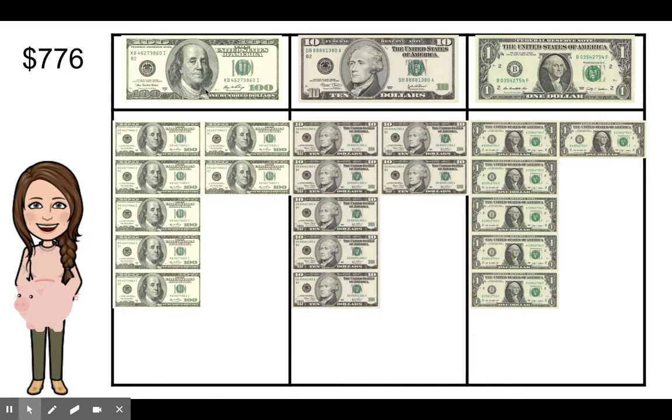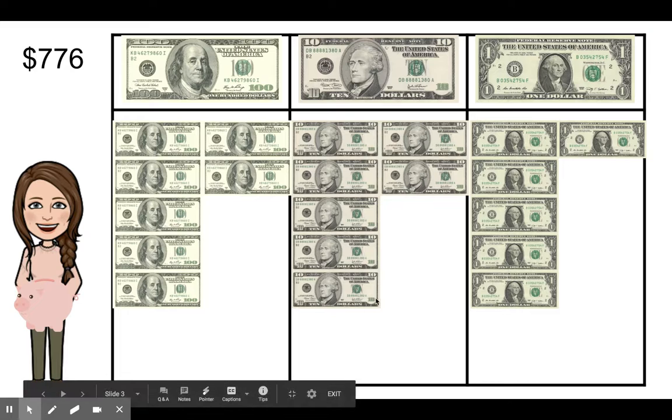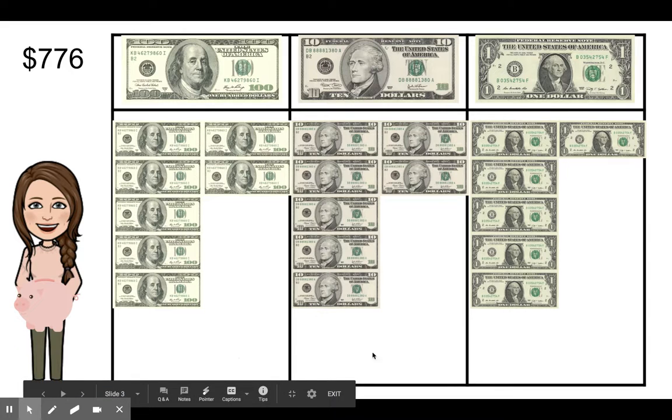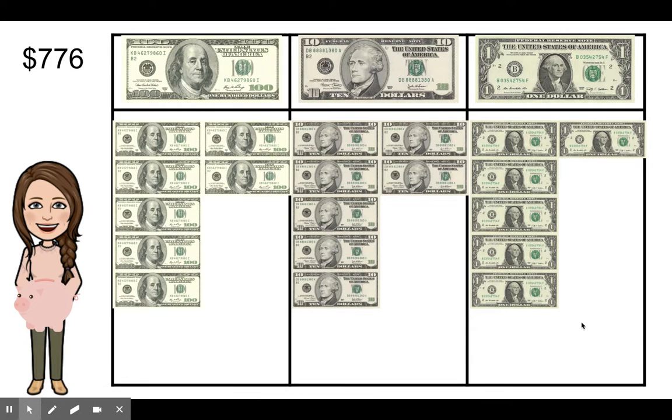7 $100 bills make 700. 7 $10 bills make 70, and 6 $1 bills make 6. So 700 plus 70 plus 6, $776. I want to get to $900.